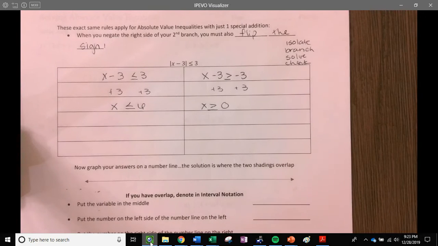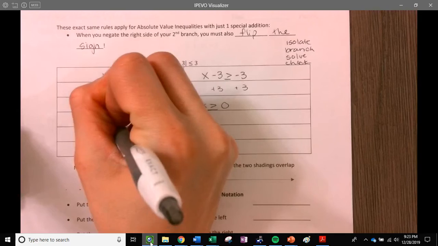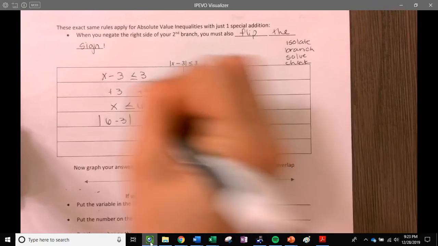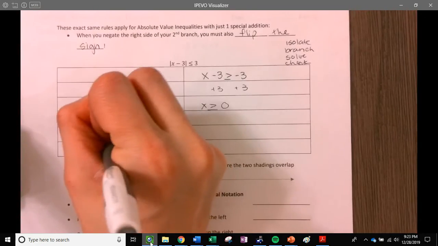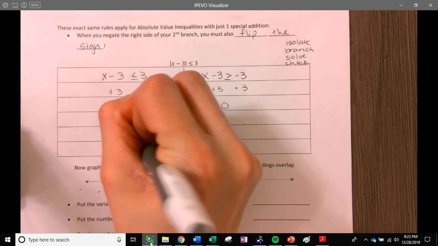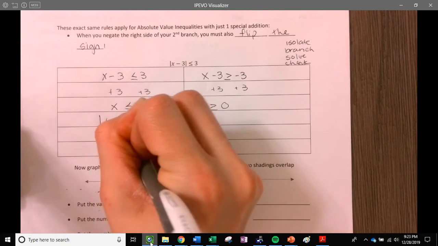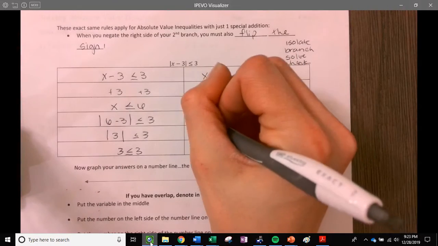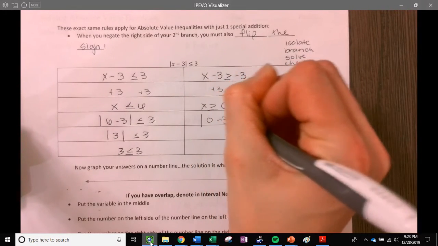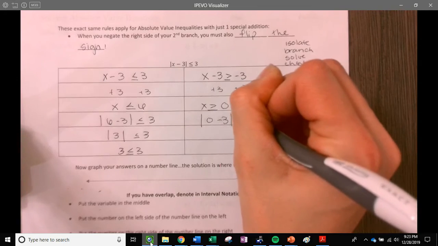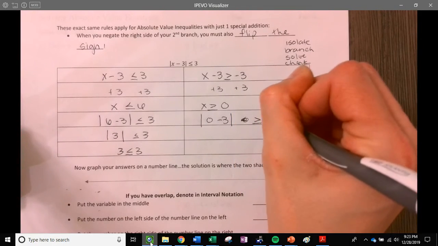Now we're going to go ahead and graph this. The cool thing is with inequalities, you don't have to check because we're not looking for an exact number, right? We can check. Okay, so we could say the absolute value of 6 minus 3 less than or equal to 3. Well, this is 3. Is 3 less than or equal to 3? Yes, it is. 0 minus 3, greater than or equal to 3.